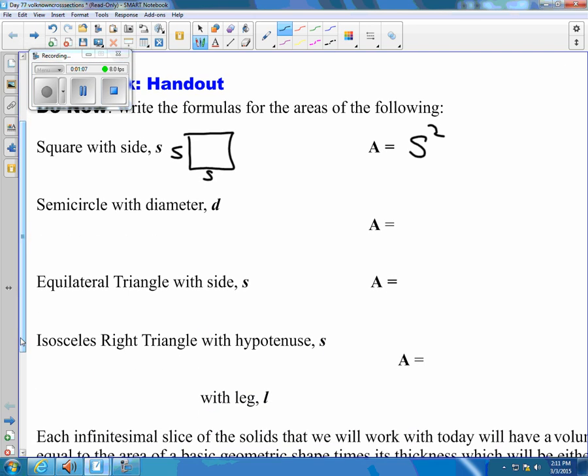The second shape that you need to know is the area of a semicircle, but we want the area of a semicircle in terms of its diameter. Now, if the semicircle is here, the diameter, you would want to take 1/2 pi r squared.